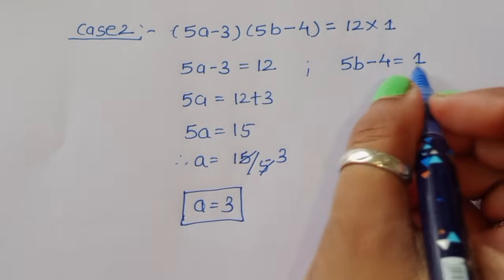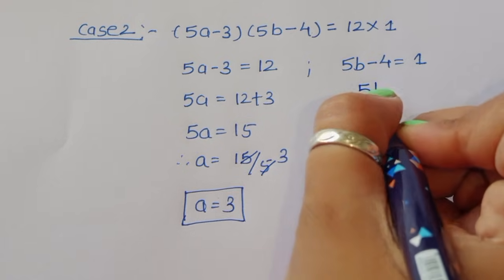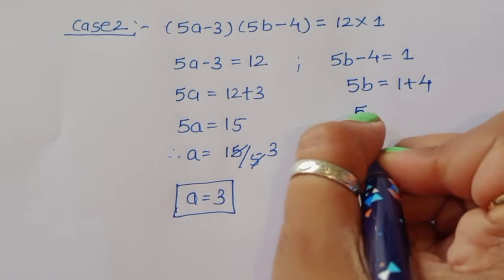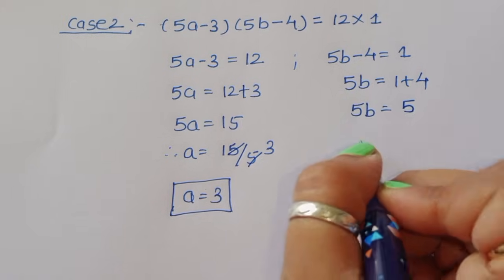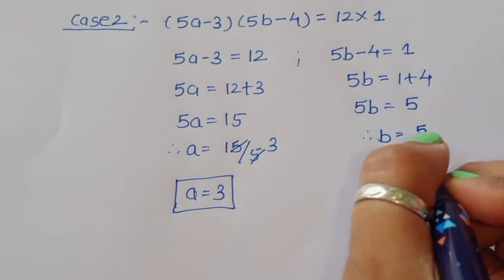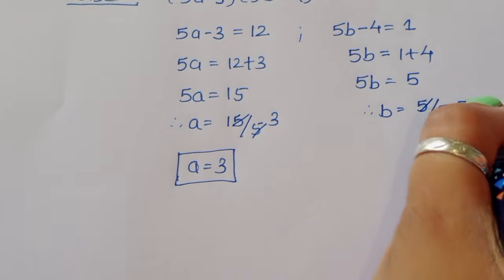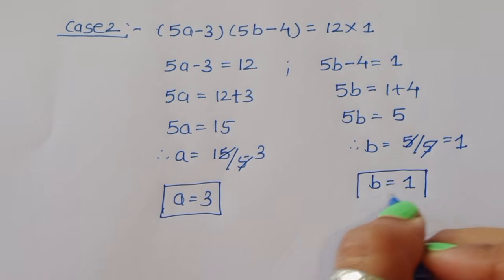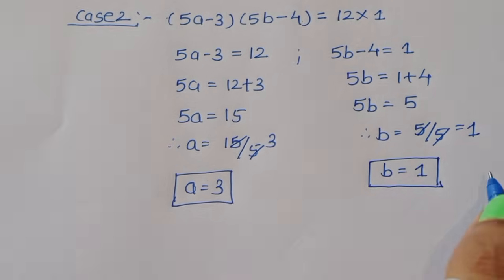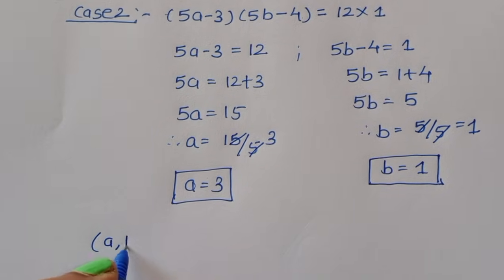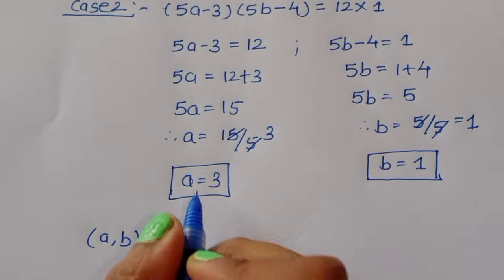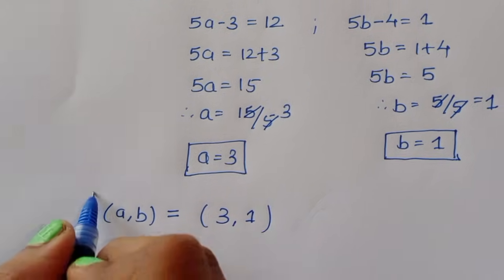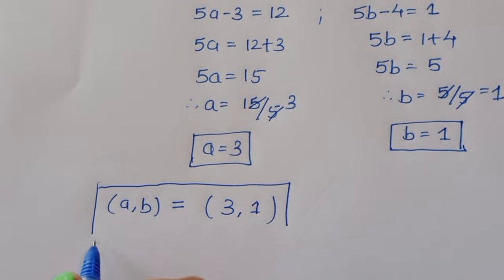Now we have to find out the value of b here. So 5b equal to 1 plus 4. 5b equal to 5. Therefore b equal to 5 by 5 is equal to 1. b equal to 1. So we got the value of (a, b) from case 2: a is 3 and b is equal to 1. Now we are taking case 3.